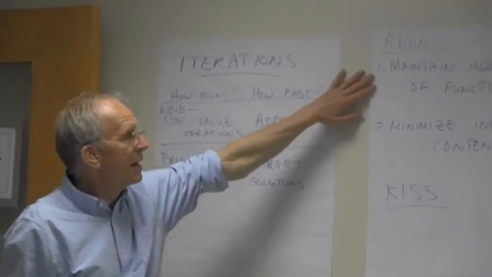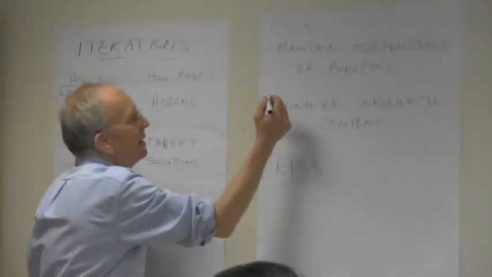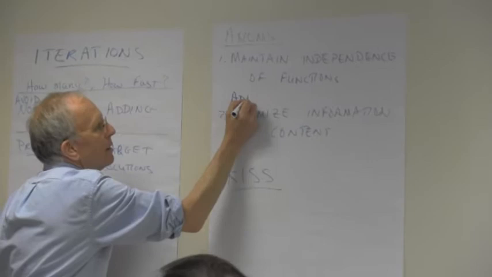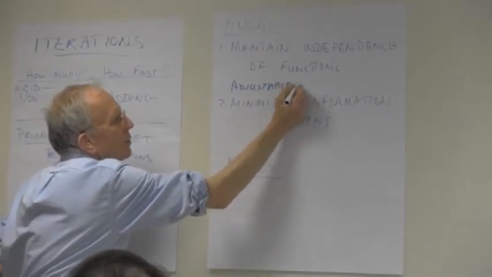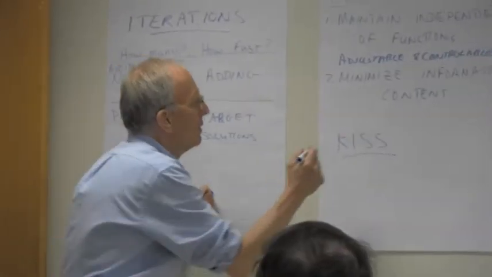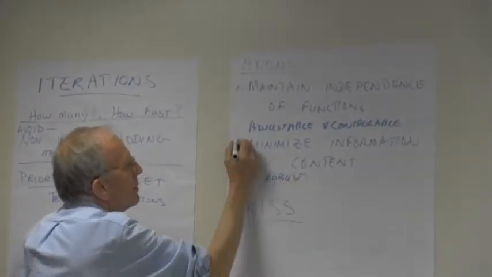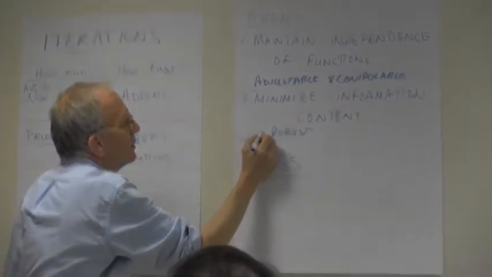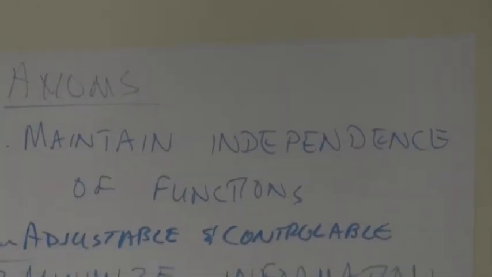So the best designs will maintain independence of the functions. This makes a design adjustable and controllable. And this makes it robust. Minimize the information. These two rules are essentially a decomposition of KISS.